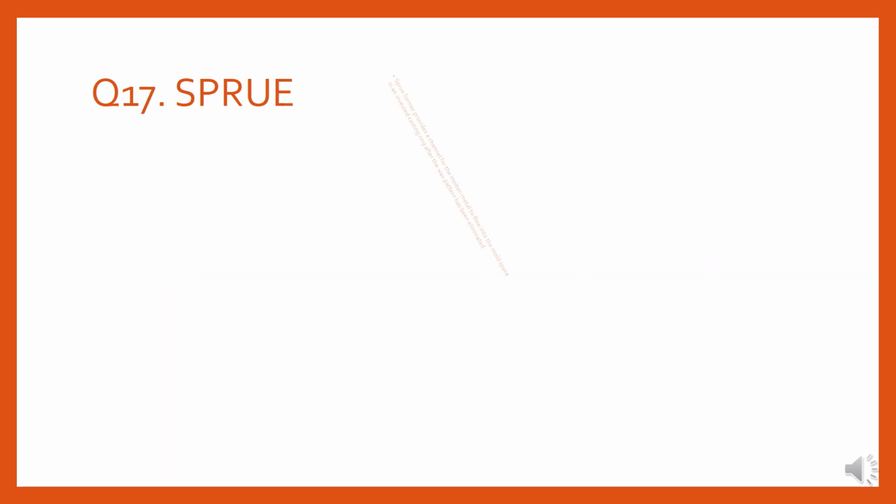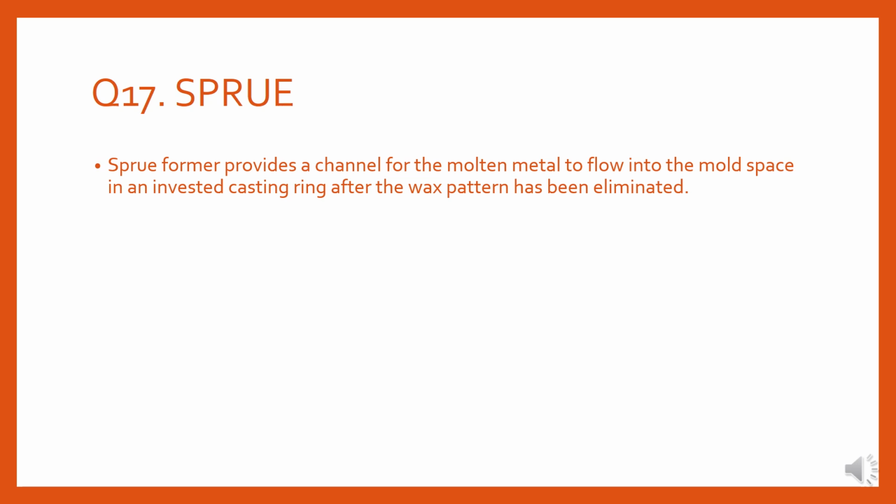17th question is sprue. A sprue former provides a channel for the molten metal to flow into the mold space in an invested casting ring after the wax pattern has been eliminated.